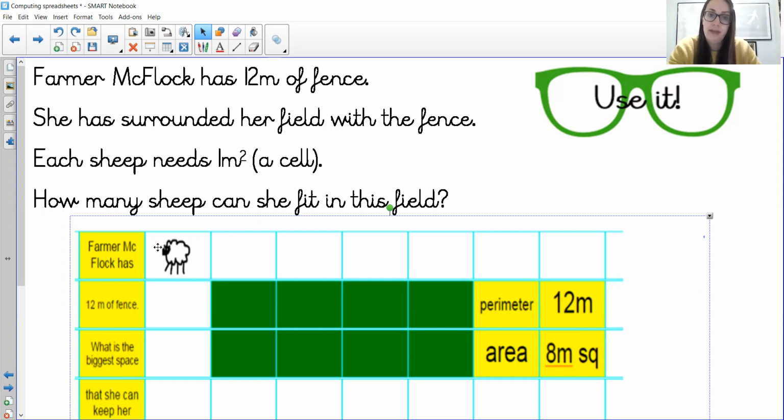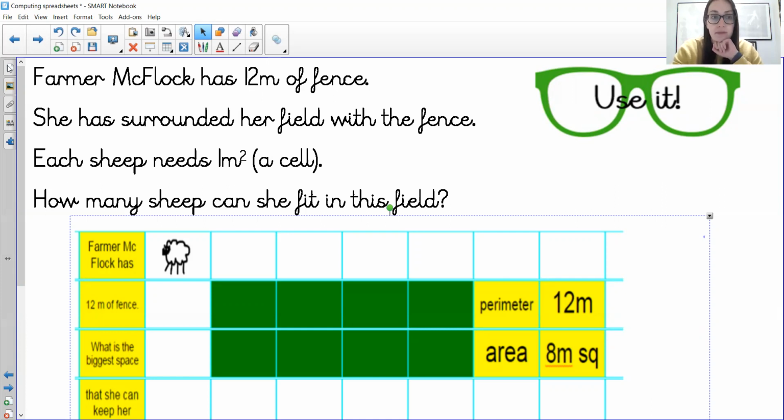Each sheep, here they are, look, needs 1 metre squared. Now, I know they're not squares, but for the purpose of this, 1 metre squared is represented by one cell. So that's 1 metre squared, that's 1 metre squared, that's 1 metre squared, etc. So to recap, she has got 12 metres of fence, and that goes all the way around the outside of her field. So she's got a perimeter of 12 metres, and each sheep needs 1 metre squared. It needs a cell. So one sheep can have one cell. How many sheep could she fit in this field?